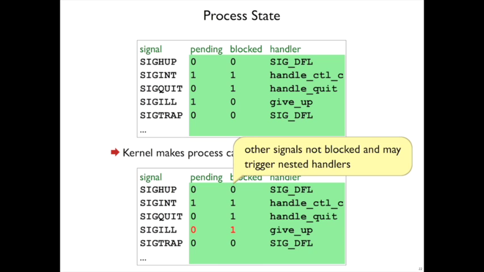Meanwhile, some other signals are not blocked, so it could happen that while you're handling SIGILL, a SIGHUP comes in. And then you just have to arrange that your SIGHUP handler, if you have one, works okay with your SIGILL handler when it runs in the middle of the SIGILL handler. Or you block SIGHUP explicitly when you handle SIGILL.